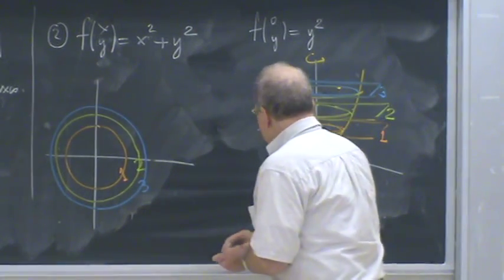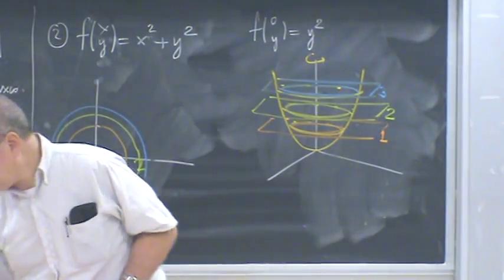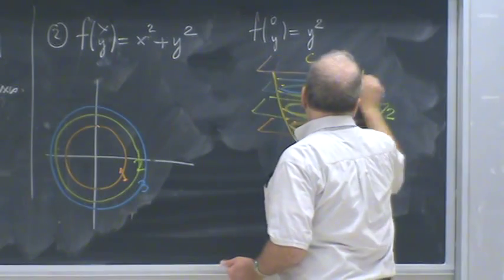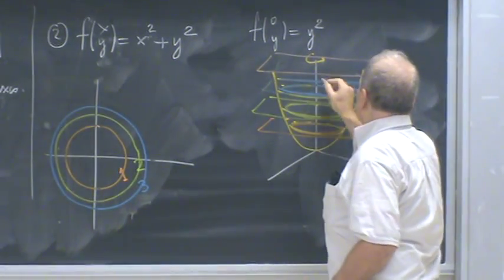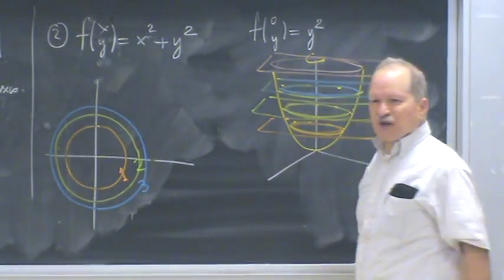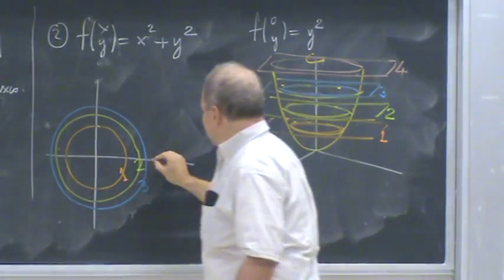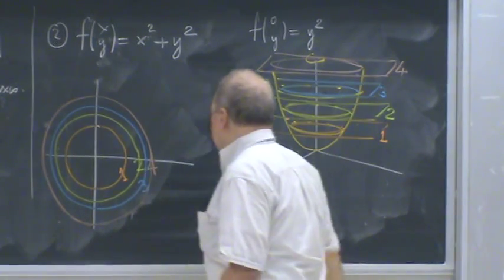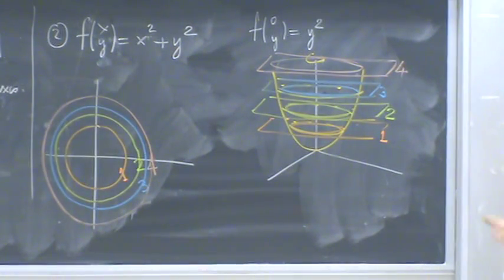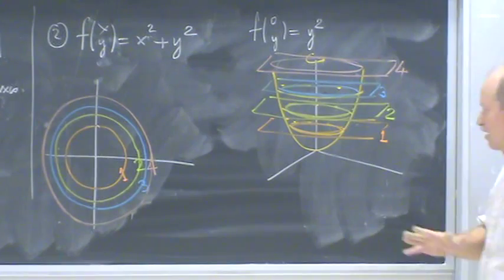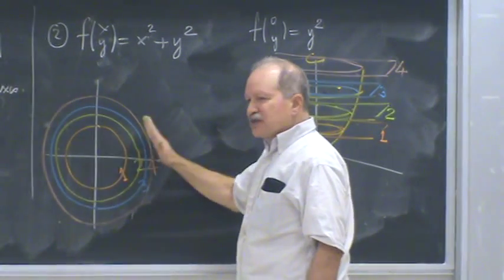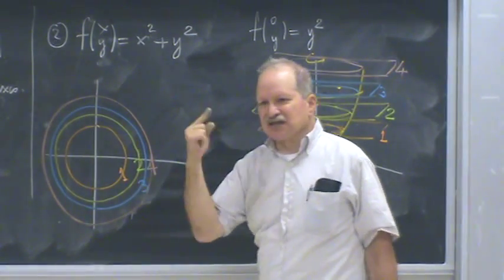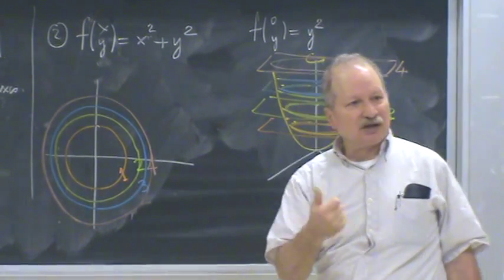And finally, if we get to height 4, what's the radius of my circle? 2. My picture is not perfect, but you get the idea. You still get circles for your level curves. That represents the symmetry of the function about the origin.